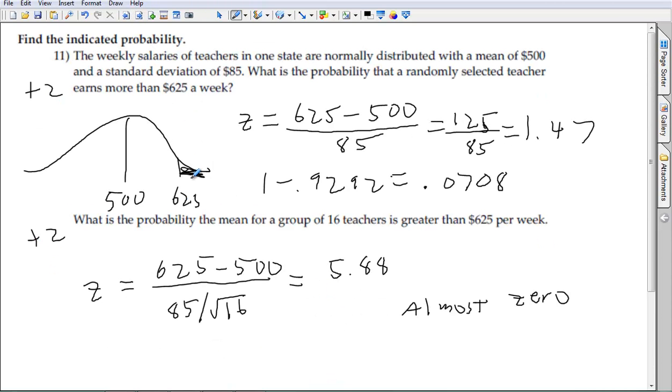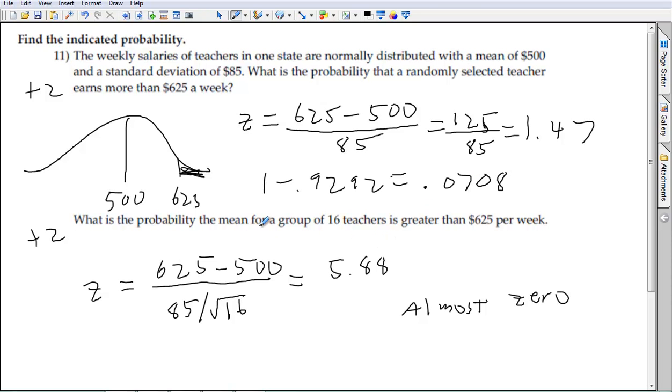In 11 here, we find the z-score for a 625, and that's a 1.47. And then what's the probability of being greater than that, so to the right is 1 minus, and you look 1.47 up in your z-table, and you get 0.9292. So the probability that it's greater is 0.0708.